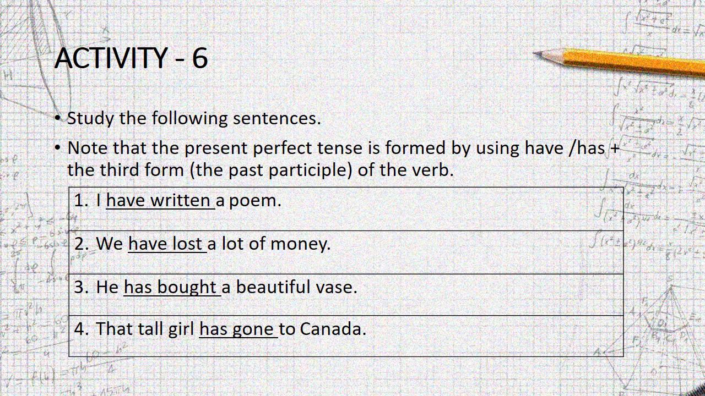And what about the past participle of the verb? If we take the verbs, for each verb, there are the verb, the past tense, and the past participle of that verb. Write, wrote, written. Lose, lost, lost. Buy, bought, bought. Go, went, gone. These are the verbs which are used here.